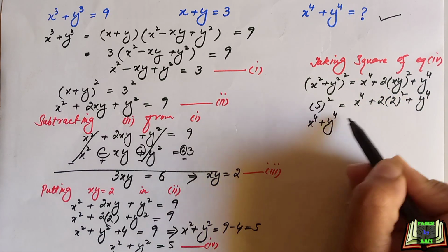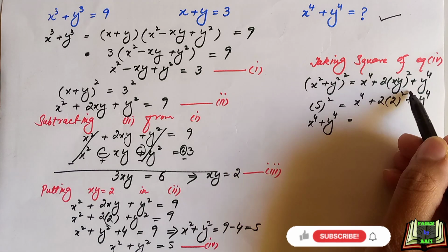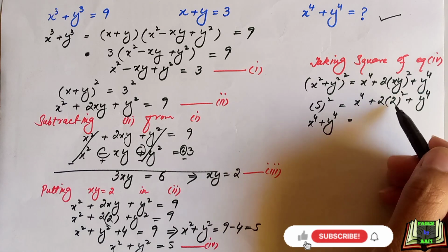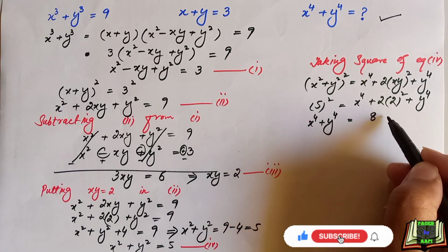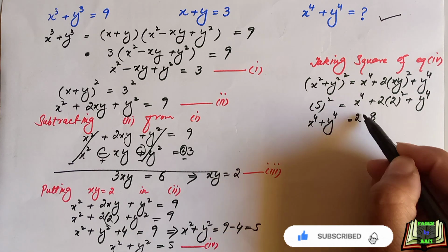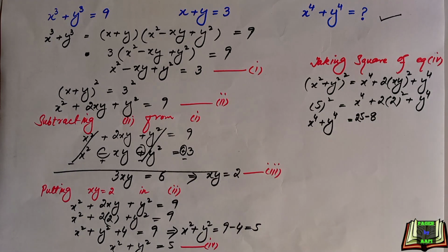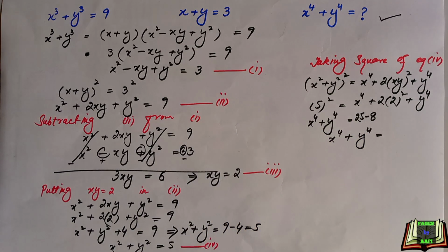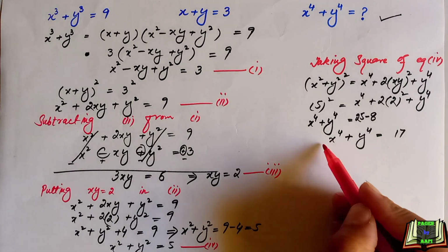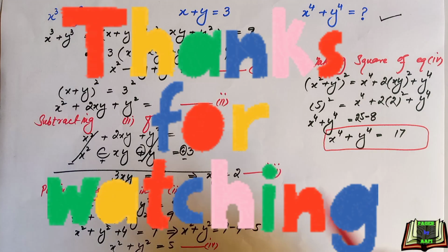And now we will write it as x^4 plus y^4 plus 2 to the power 2, which is 4, 2 fours are 8, and this 8 will be subtracted from 25. 5 square means 25. 25 minus 8 is equal to 17, which is our required solution. x^4 plus y^4 is equal to 17.